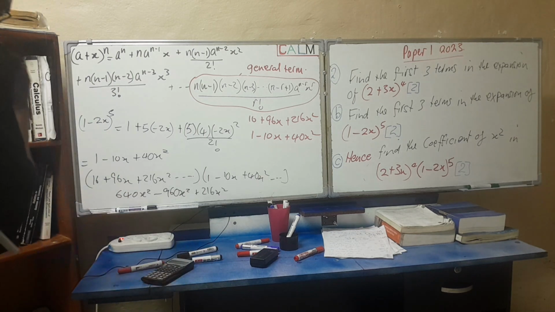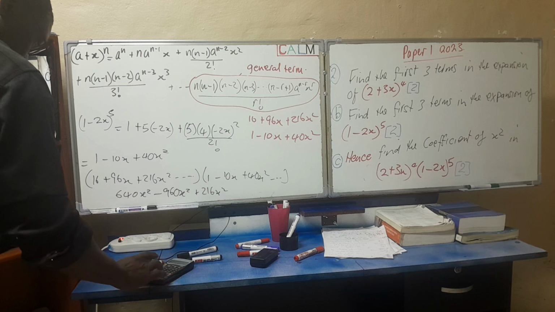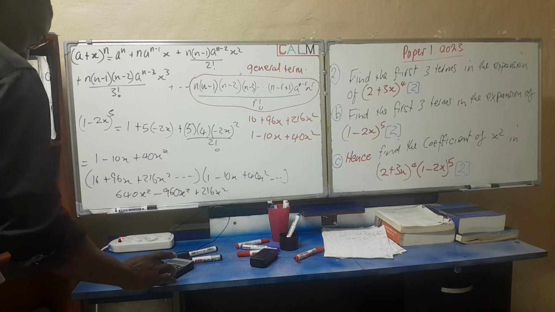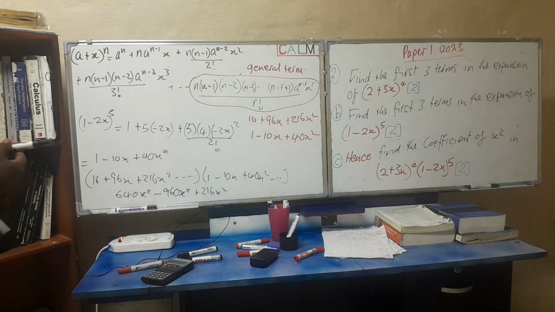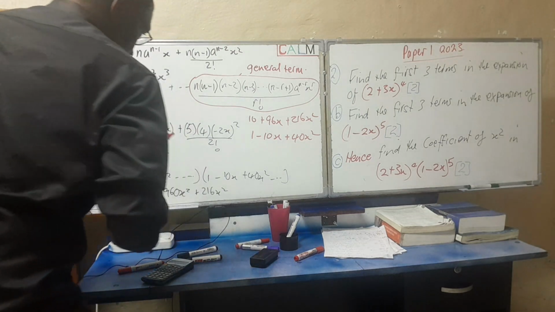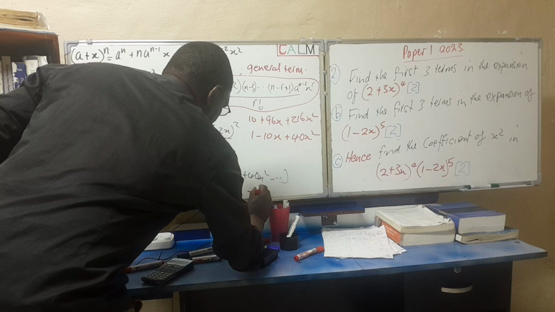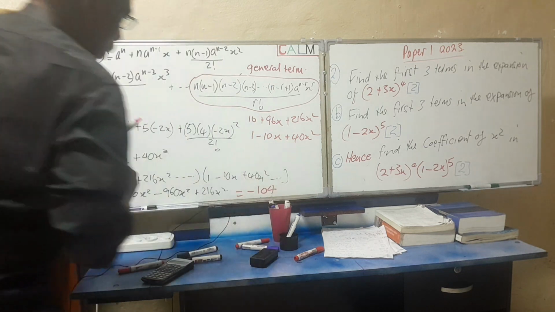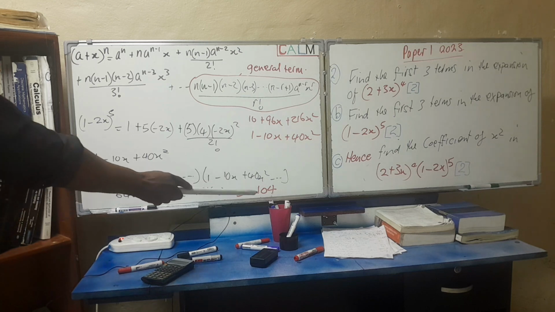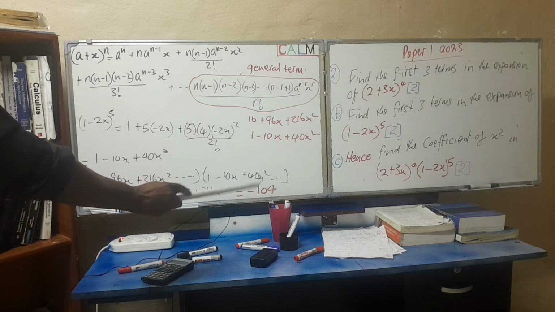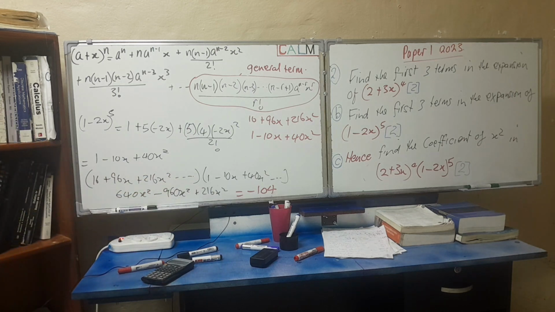So let's see what this comes up to. 640 minus 960, which is that, then plus 216, which is that. So I'm getting here minus 104. The examiner is just interested in the coefficient of x squared. So that's the number there, minus 104. Okay? So that is the binomial theorem for you.